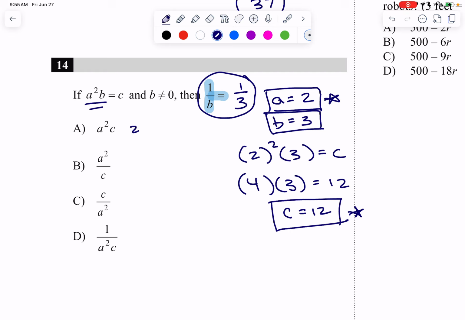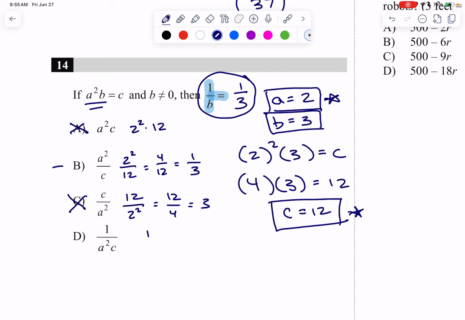So this is going to be 2 squared times 12. Oof, that's going to be too big. That's not going to be 1 over 3. This one here is going to be 2 squared over 12, or 4 over 12. Well, that reduces to 1 over 3. So let's keep that one in. This guy here is going to be 12 over 2 squared. So 12 over 4, that's 3, not 1/3. So we'll cross that one out.